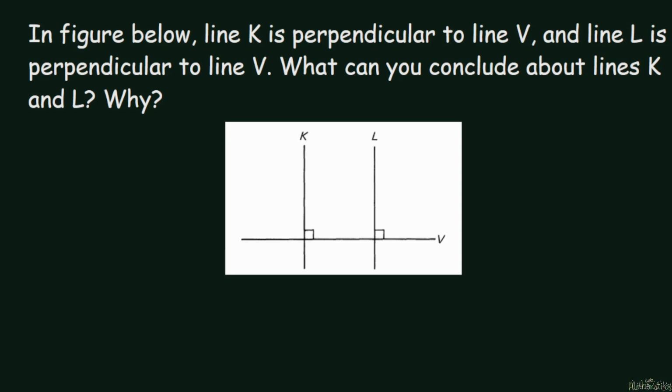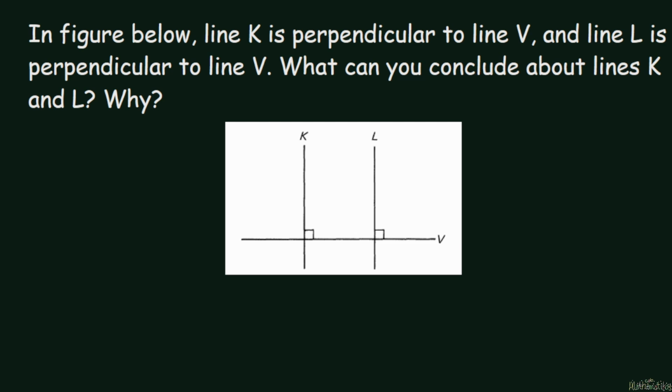In the figure below, line K is perpendicular to line V and line L is perpendicular to line V. What can you conclude about lines K and L and why?